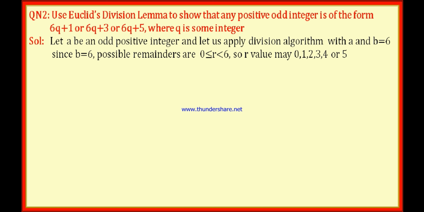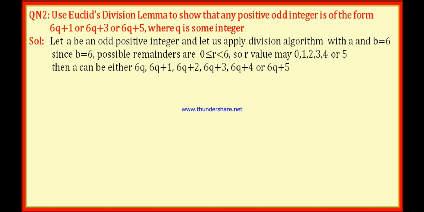But the remainder may not be 6 if you divide with 6. And the remainder may not be 7 or 8 if you divide with 6. Therefore, the remainder should be either 0 or less than 6. Therefore, what are the values of 0 or less than 6? Here the remainders are either 0, 1, 2, 3, 4 or 5.